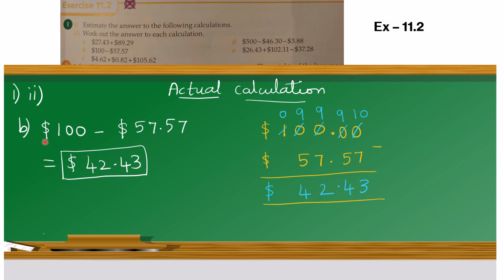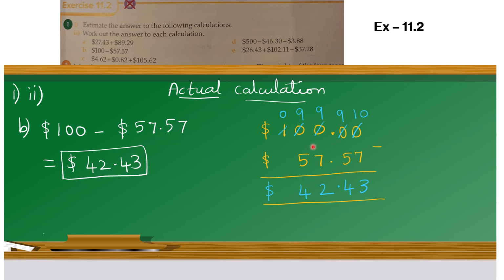The sum is: from $100 we have to subtract $57.57. Okay, let's do the calculation here. So write $100 and $57.57. Okay, so according to the place values, I wrote the numbers here. So we have to do the subtraction.